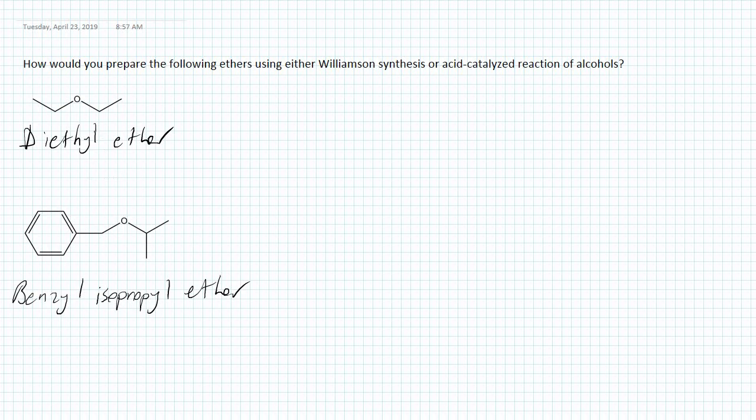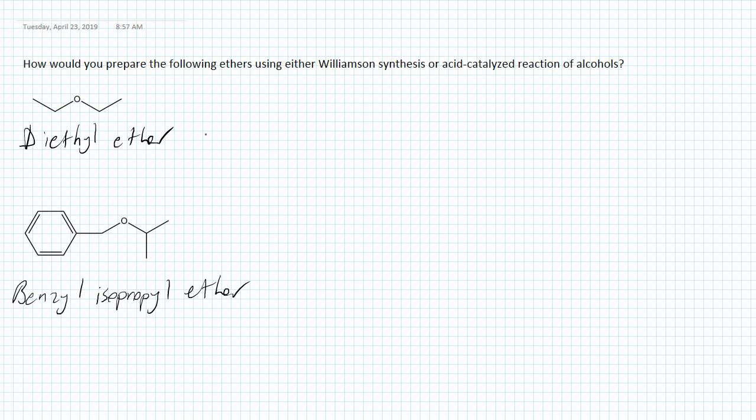So then, after naming these two ethers, let's analyze what we can do for the synthesis of these two ethers. We know that symmetric ethers can be synthesized by acid-catalyzed reaction of alcohols, and asymmetric ethers can be synthesized using Williamson ether synthesis. So basically, the first one is a symmetric ether. We can use acid-catalyzed reaction of alcohols. Then the second, we have to use Williamson ether synthesis.